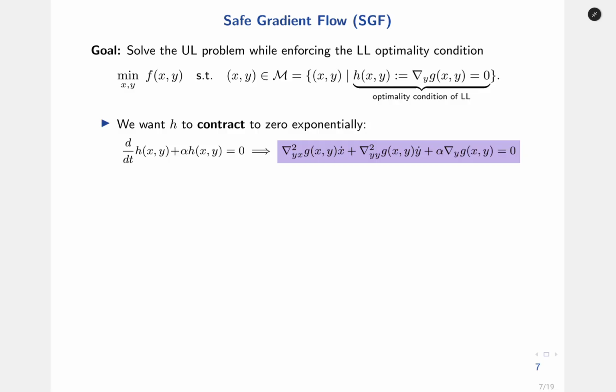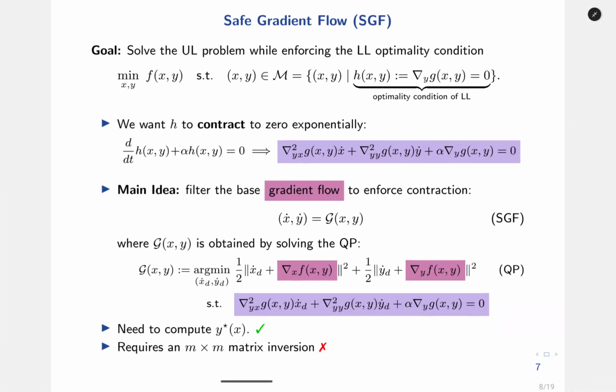This gives us a differential condition that relates the velocities of x and y. When we expand this condition, we obtain an affine constraint involving the mixed partials and the Hessian of g. We now take the unconstrained gradient flow for minimizing the upper level objective and filter it through a quadratic program. The QP selects the velocities that stay as close as possible to the negative gradient of f while still satisfying the contraction constraints. The solution of this QP defines our safe gradient flow.